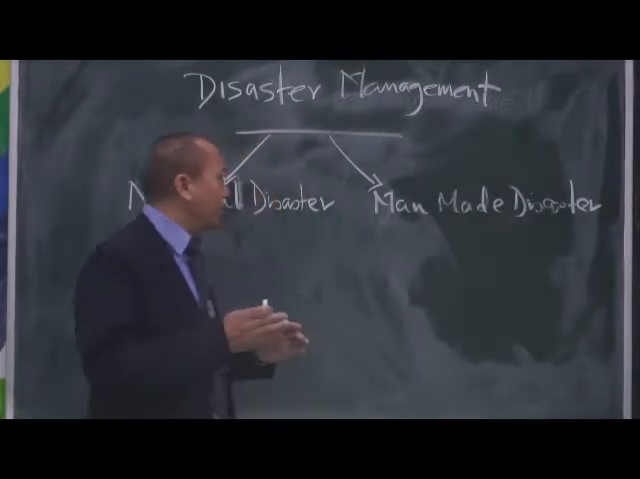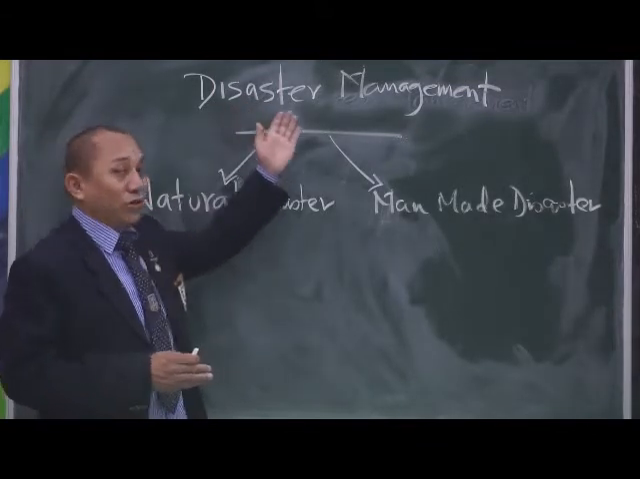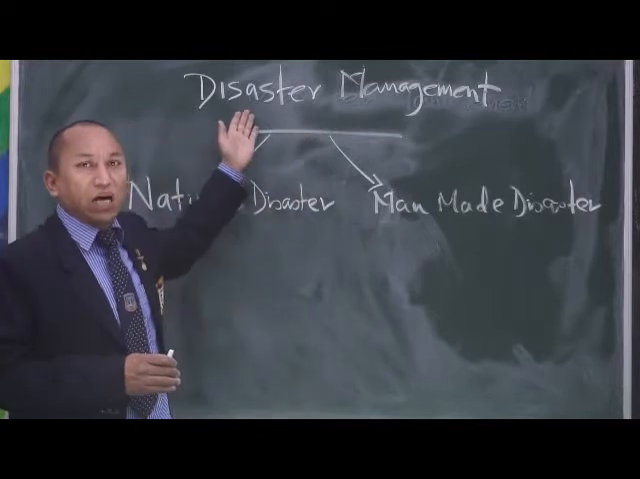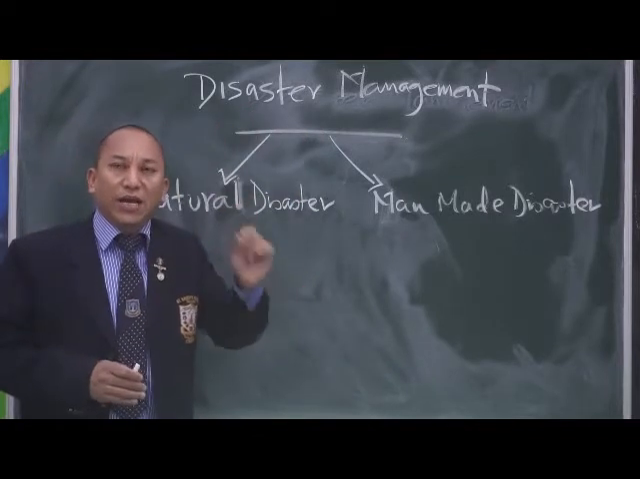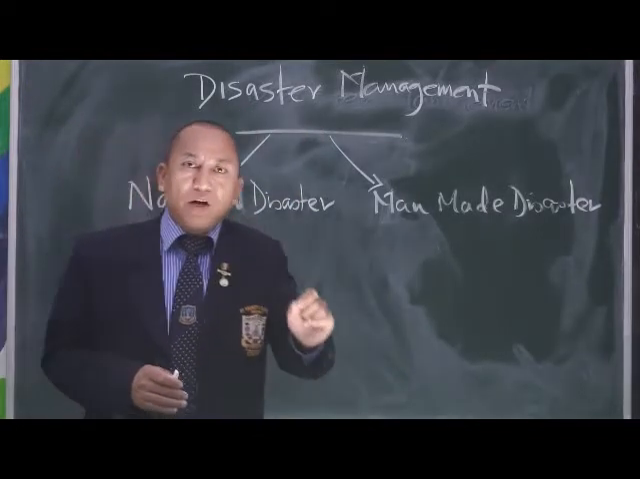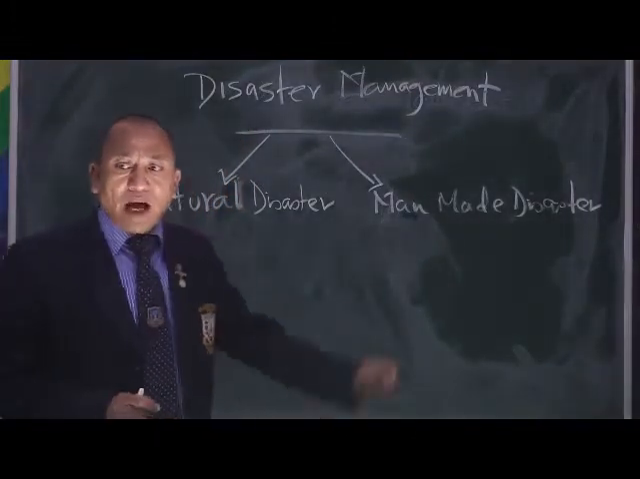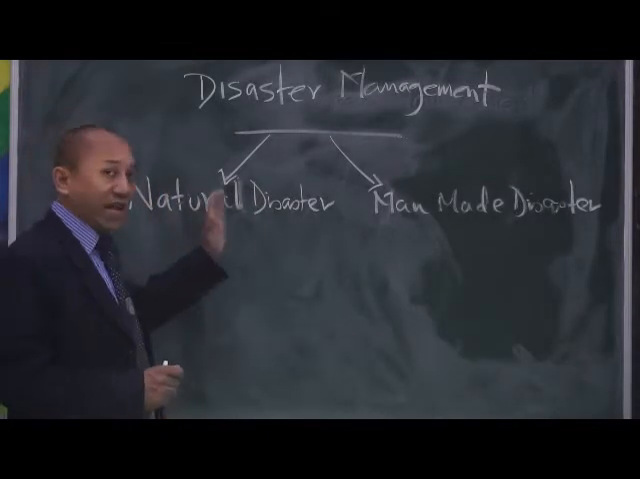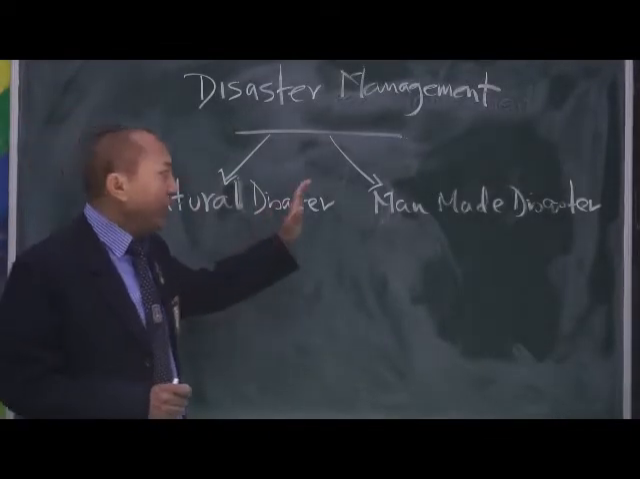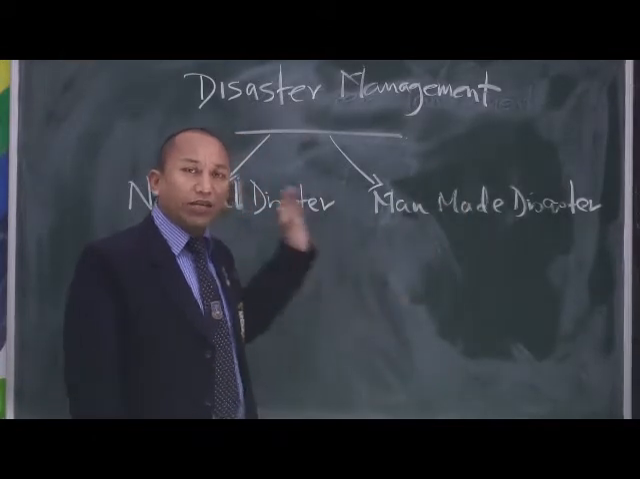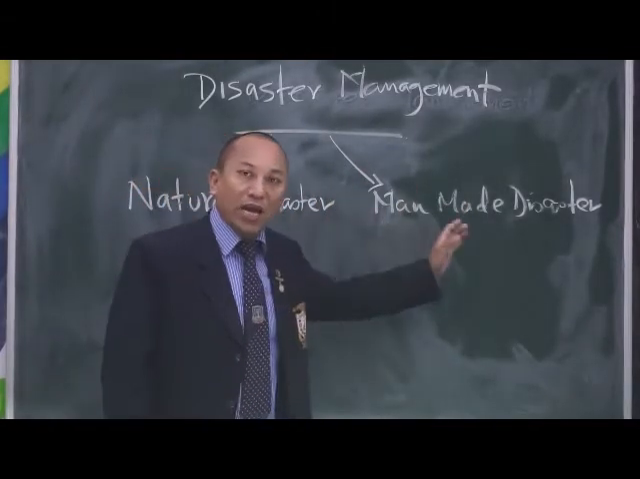So coming back to this lesson, dear students, the chapter that we are discussing is disaster management. And I told you what is a disaster. Disaster is a natural calamity which causes a loss of life and property. Now, there are two types of disaster. One is a natural disaster and the other one is a man-made disaster.